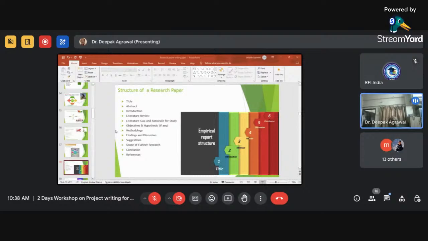Discussion means what you have in the outcome and what the other authors you have studied in the literature review. So you will try to match or contrast the decisions with the other authors. Thereafter, you will put your suggestions and scope for further research, that is, the research gap or lacuna in your work, to be followed by conclusions and the references. So this is the standard research paper or thesis writing procedure. There is nothing new in it.